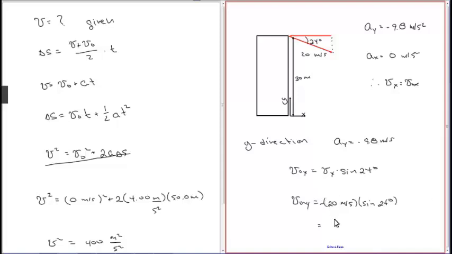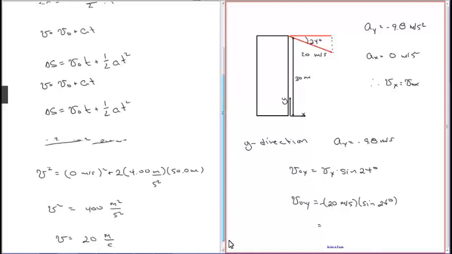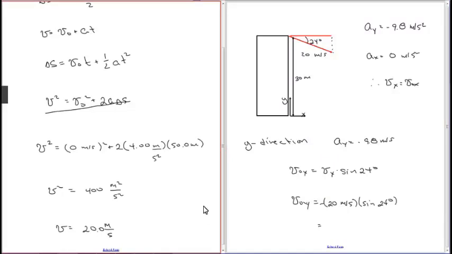Now let's be careful with some significant figures here. So we have 20.0 and 24.0, so we're going to keep 3 significant figures. So we're going to use 4.47 meters per second with a negative sign because it's going down.